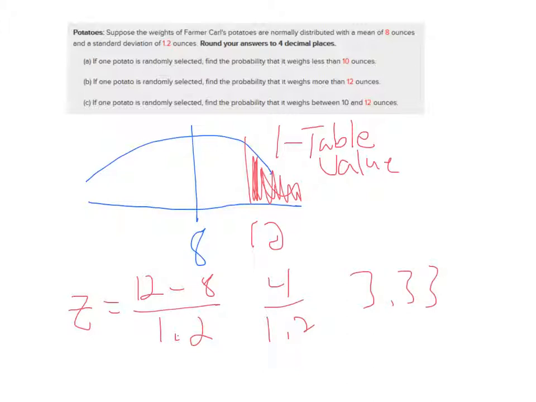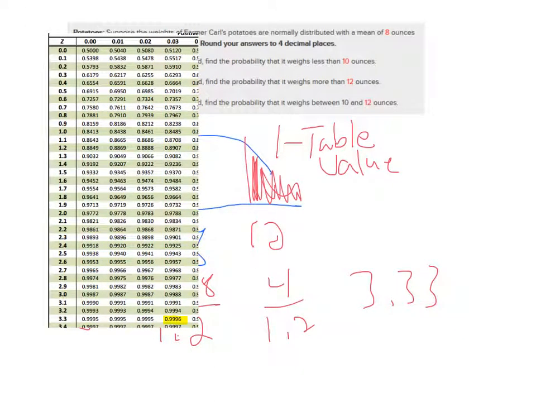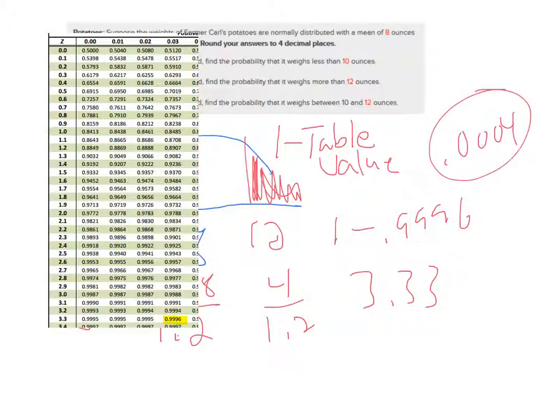which is 3.33 repeating. So I'm going to go grab that table, and actually let me move it over so you can see it. So 3.3 and the 0.03 column, that's that area to the left, this white area that I didn't shade in. To get that area to the right, we're just going to do 1 minus 0.9996. And I think the applet told us 0.0004. So that confirms this. So pretty small chance of that happening if the center is 8.